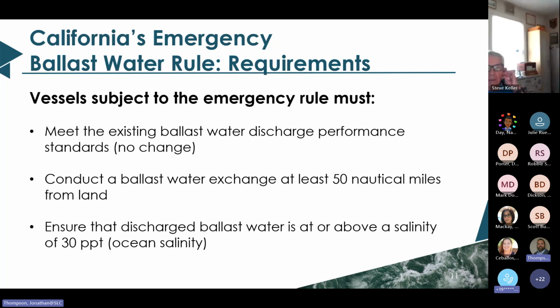The vessels must conduct a ballast water exchange at least 50 nautical miles from land. So very similar to the exchange requirements that were in place before the discharge standards. And then they must ensure that the discharged ballast water is at or above a salinity of 30 parts per thousand. And that's roughly ocean salinity.